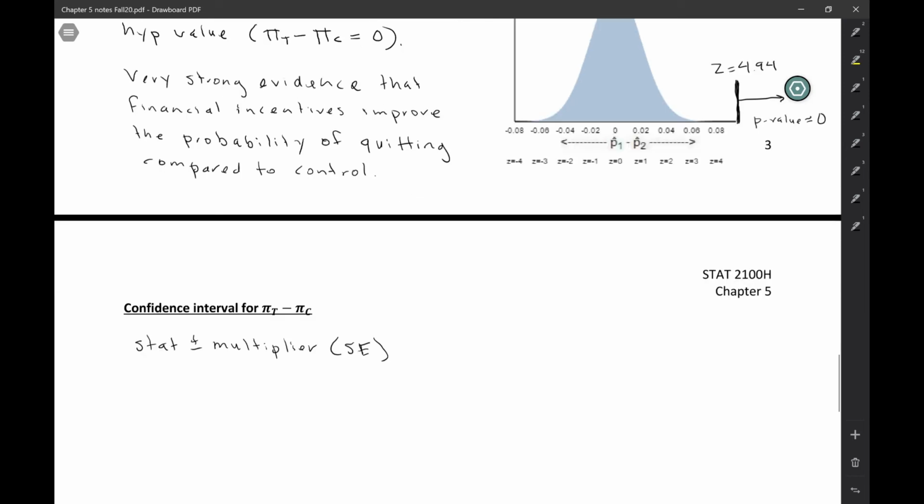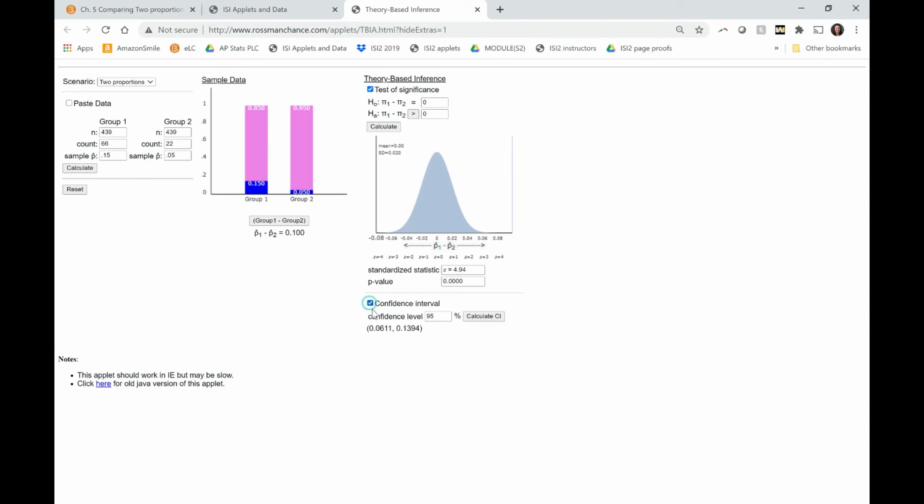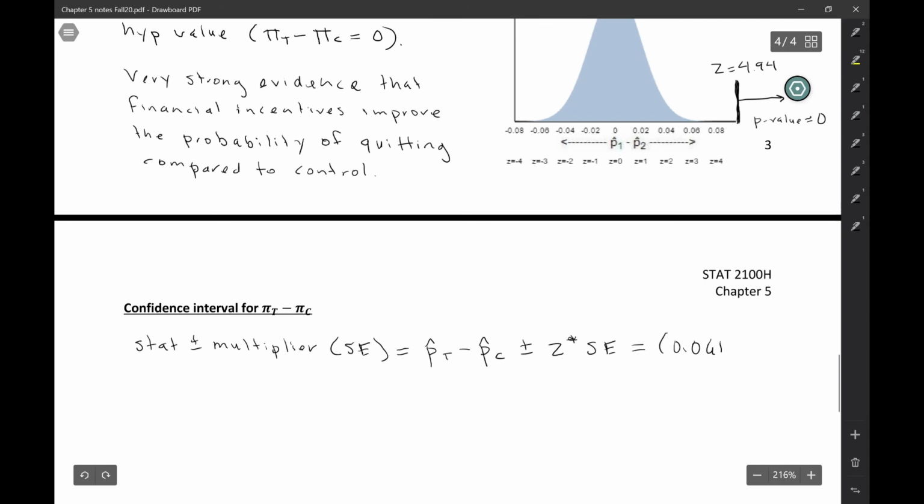So the basic form would be the same as you've seen in the past, a statistic plus or minus a multiplier times the standard error. In this case, our statistic would be the difference in proportions, p hat t minus p hat c, and our multiplier, because this is categorical data, would be z star, and our standard error would be the standard error of the difference. And instead of doing this by hand, let's just let the applet do it. We just click the box for confidence interval, and there's our 95% interval. So it goes from 0.0611 up to 0.1394.